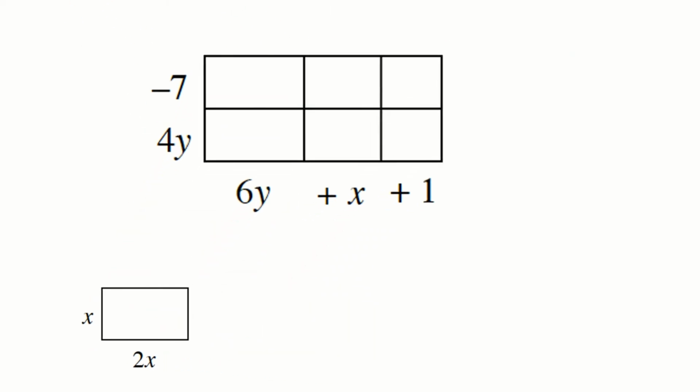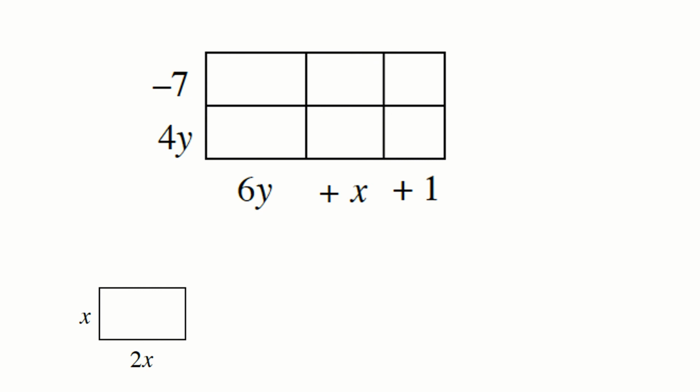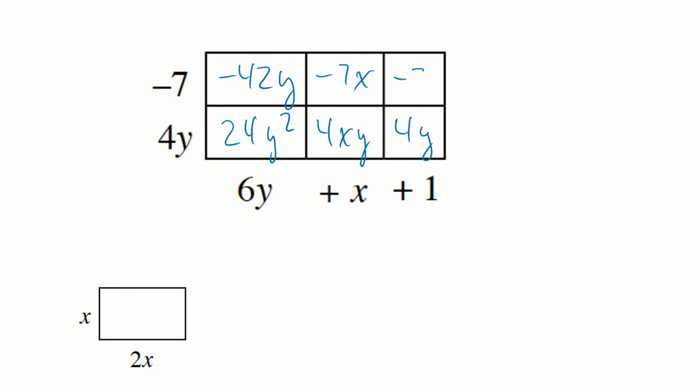When you get to binomial times trinomials, you're much less likely to make an error if you're using a model. 4y times 6y, 6 times 4 is the 24y squared. Negative 7 times 6y is negative 42y. Upper middle would be a negative 7x. Lower middle would be 4y times x, which would be 4xy. 4y times 1 is simply 4y. And positive 1 times negative 7 is negative 7.